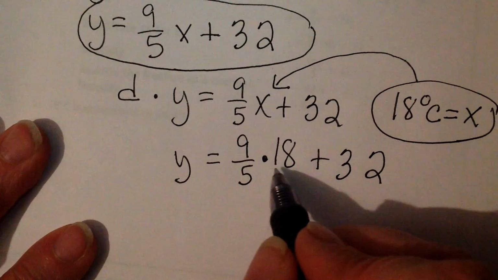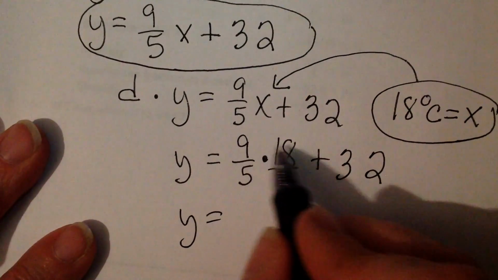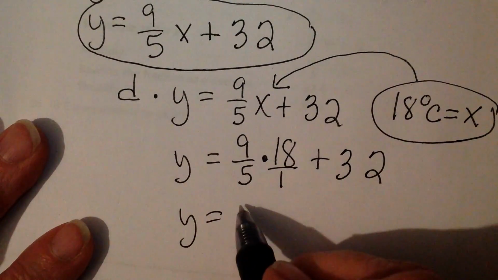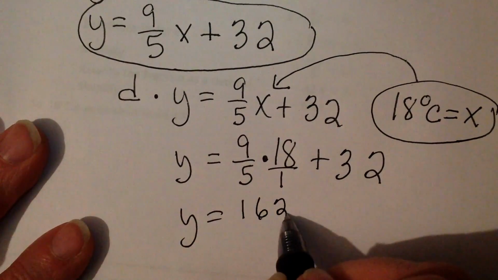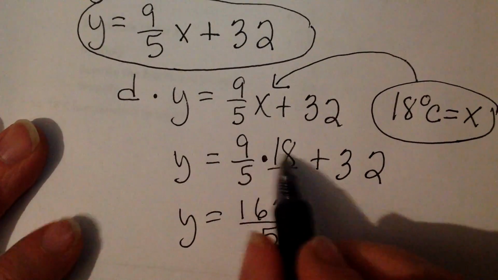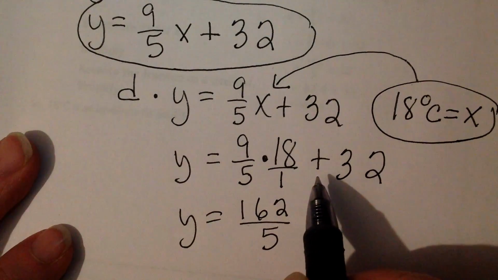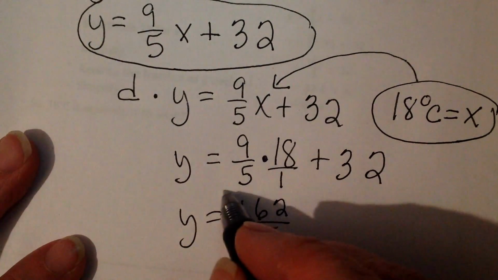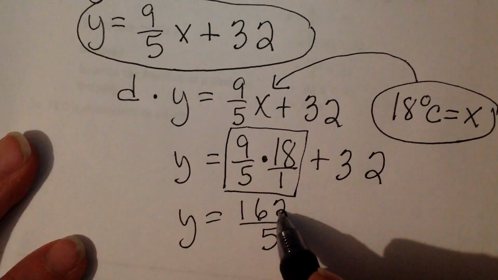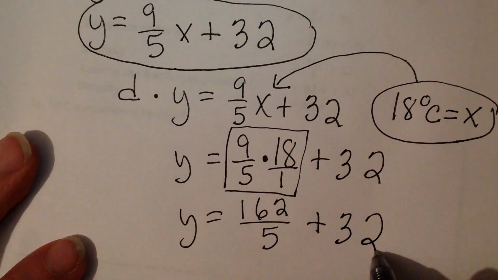All right? Now think about it. 18's over 1. So you can multiply those fractions straight across. Take your calculator. 9 times 18 gives you 162. 5 times 1 gives you 5. You must multiply first. Multiplication comes before addition in the order of operations. So you must multiply these two fractions first, straight across. And you get 162 divided by 5 plus 32.